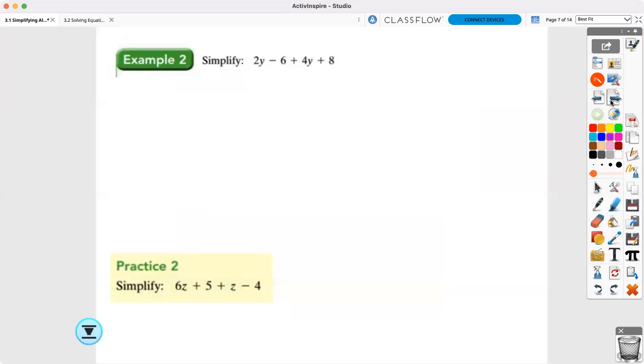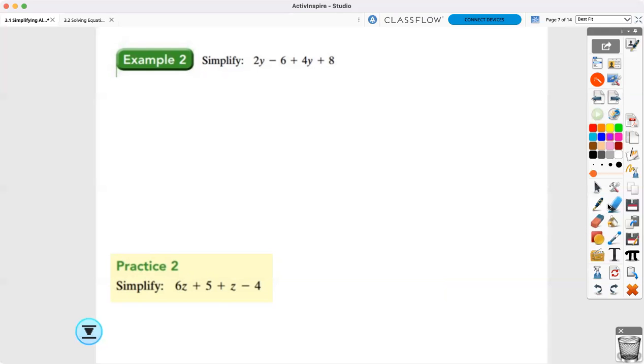All right, example 2, guys. Now that we're learning more concepts about algebra and mathematics, our examples are going to get a little more difficult, but please stay focused. So example 2, I'm going to give you a minute to set it up and then we'll get started. We want to simplify 2y minus 6 plus 4y plus 8. As you are writing this down, start thinking, what are like terms that we will be able to combine?